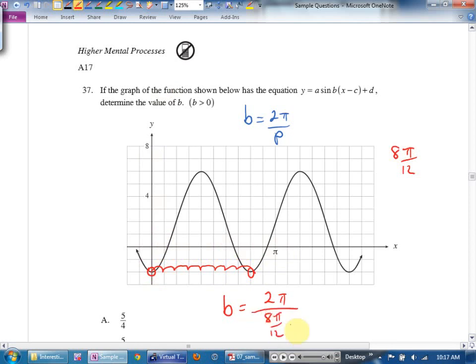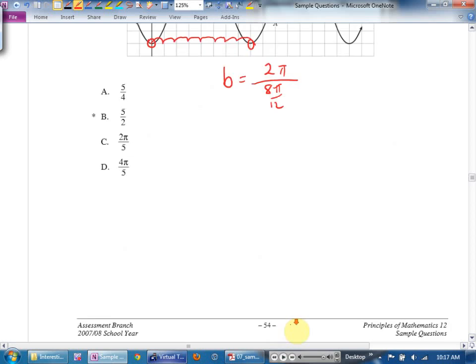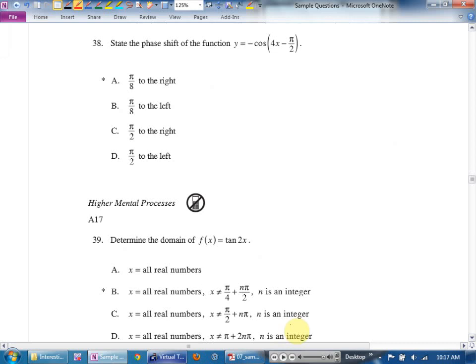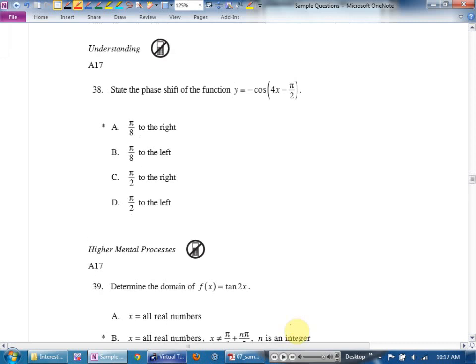Phase shift. Alarm bell. Not factored. I have to factor out the 4. The phase shift is not that or that. Factor out the 4. When you factor out the 4, the same as dividing, which would give you an extra 4 on the bottom. So instead of a 2, you'll have an 8 there, and it's minus, it's to the right. Pi by 8 to the right.